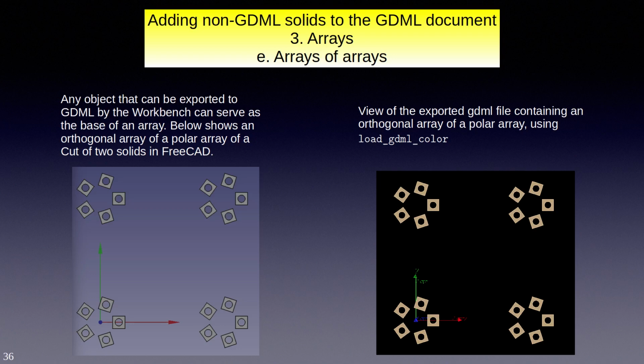Any solid that can be exported to GDML by the workbench can serve as the base object of an array. Since an array exports to a single multi-union solid, it can also serve as the base of another array, and hence one can have arrays of arrays. This example shows an orthogonal array of a polar array of a cut of a box with a cylinder. On the left is the view in FreeCAD, and on the right a view of the exported GDML file in the Load GDML app.